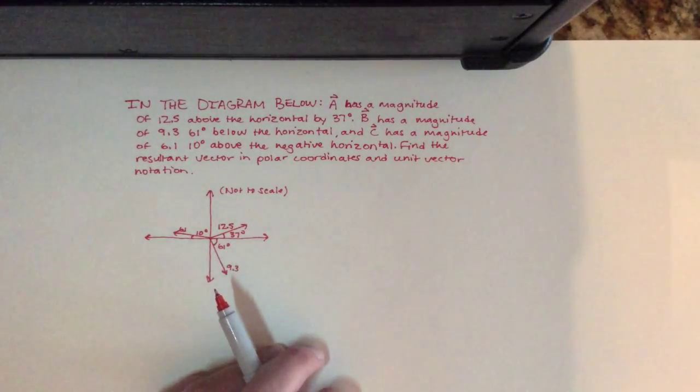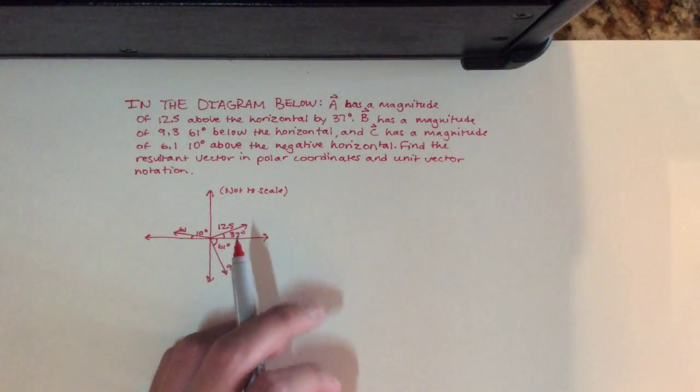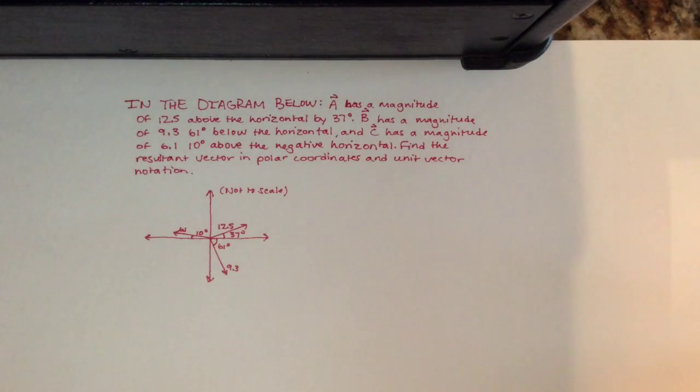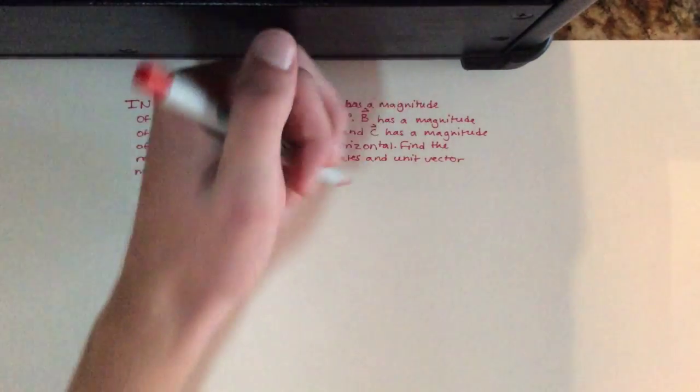And so to do this, we need to create triangles with all three of these, and using some basic trigonometry functions, we can figure out what the x and y distances are for each one. So we'll start off with vector A.